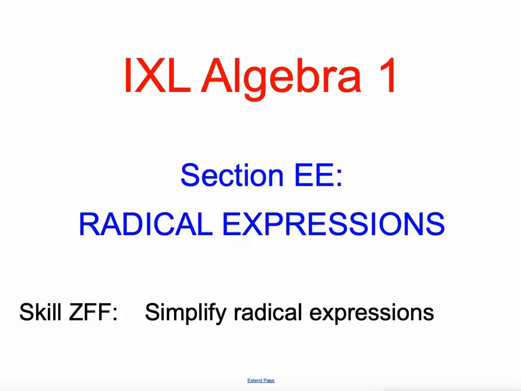Starting up a new section in IXL's Algebra 1 skills. Double E is over radical expressions. Simplifying radical expressions today. It's helpful when we get an irrational answer and we want to leave it exact but simplify it. No decimals here. Alright, so when we have something like the square root of 18 and we want to simplify it, simplify means get rid of any perfect square factors in the radical.